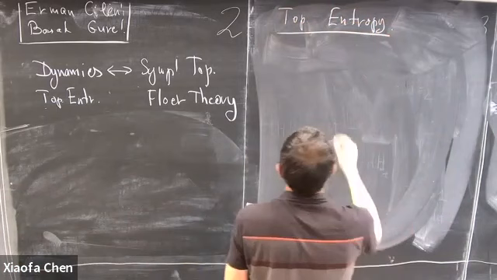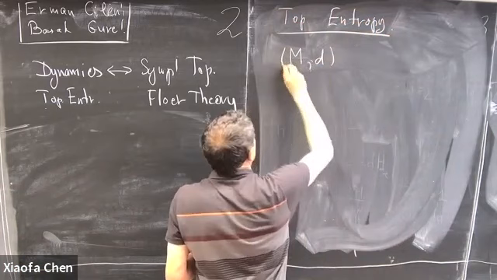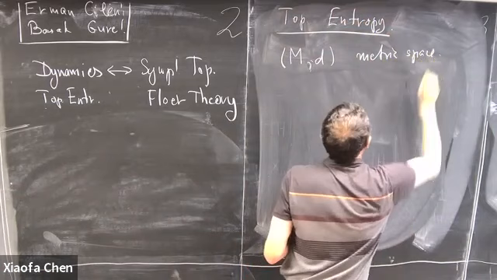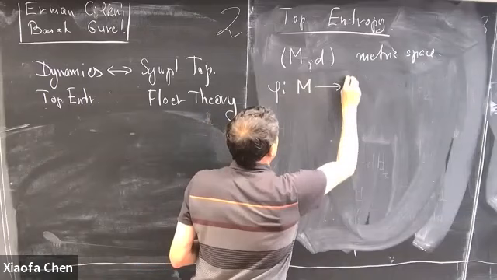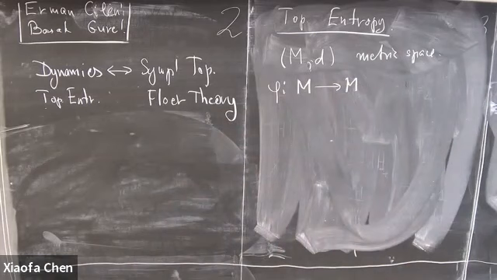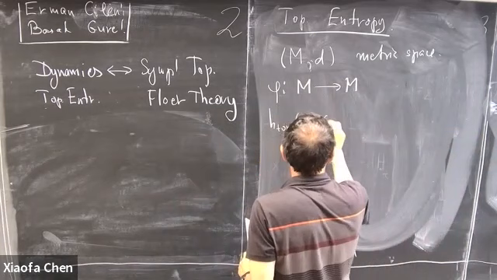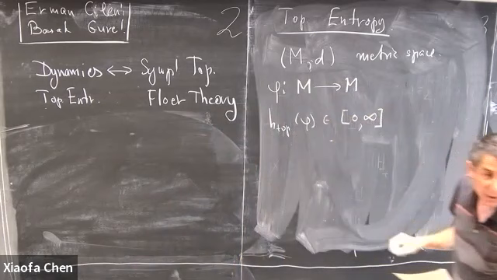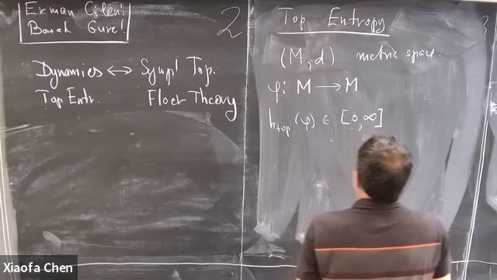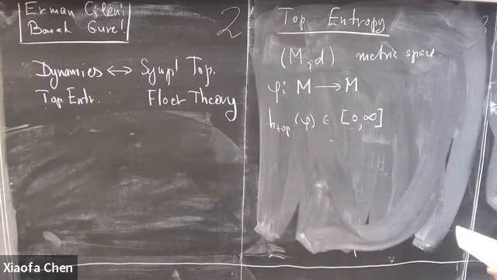Let's say you have a compact metric space, and a homeomorphism or even just a smooth map from M to itself. Then you have the topological entropy of that map. This is a number from zero to infinity, possibly including infinity in general, which measures the complexity of that map in a rather simple way.